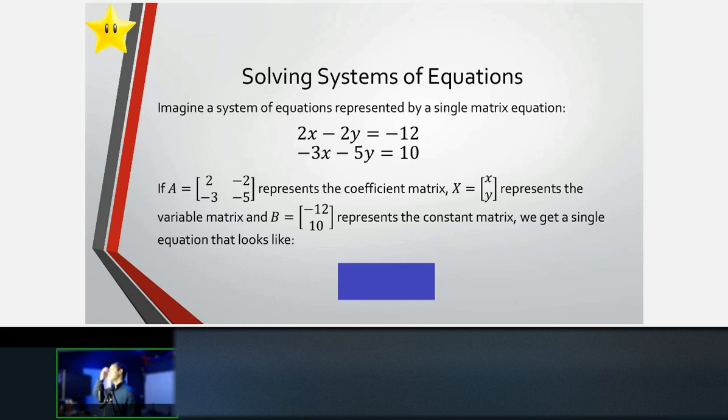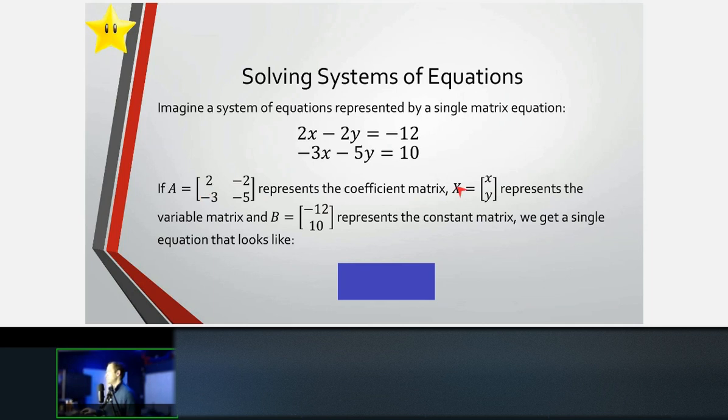All right, solving systems. So we have these 2 equations, 2 variables, 2 unknowns. And we're going to turn this system of equations into matrices. So we have the A matrix. This is the coefficients. So it's just going to be the 2x, the negative 2y, the negative 3x, and the negative 5y. So this is our A matrix.